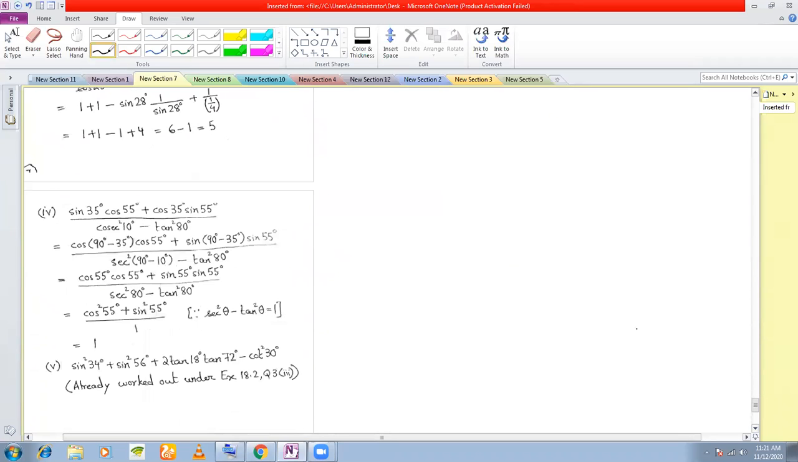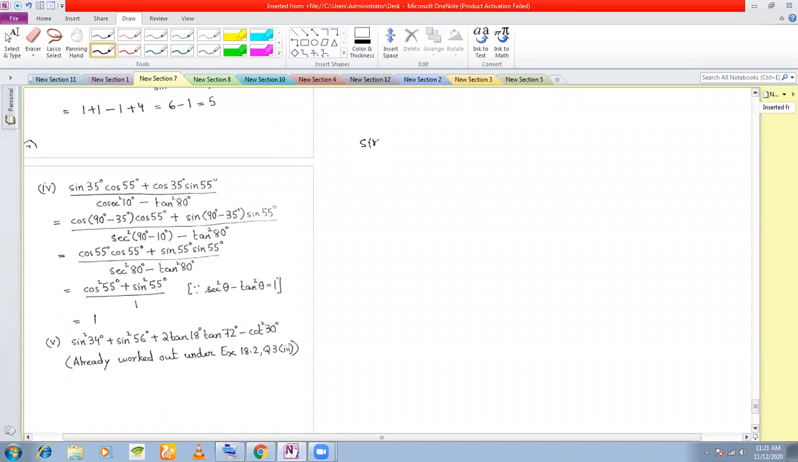Yes, evaluate. So you have sine 35 degree cos 55 degree plus cos 35 degree sine 55 degree divided by cosec square 10 degree minus tan square 80 degree. So you know that 35 plus 55 they add up to what, 90 degree. So you can change either sine or cos to cos or sine. So let us change this sine to cos.